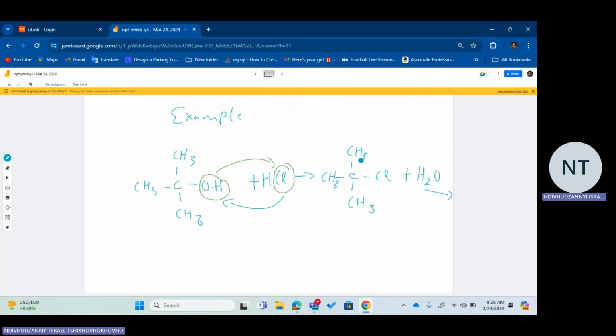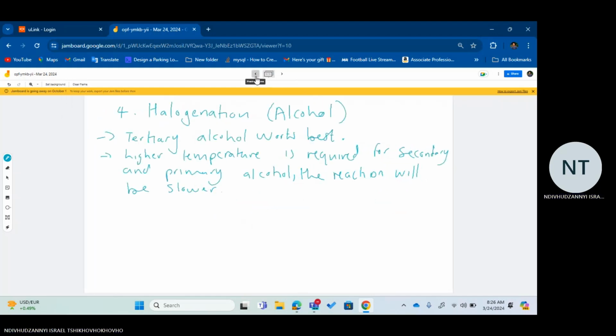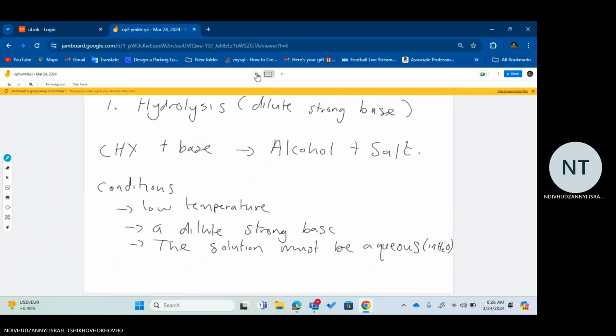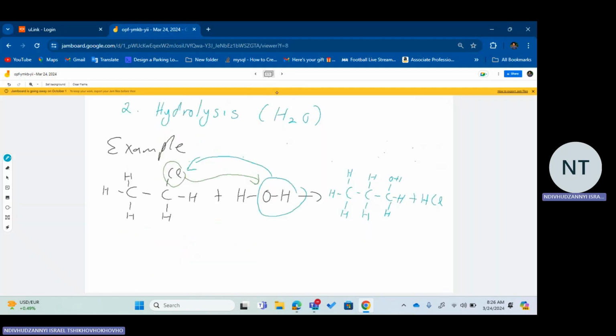So that's all under substitution. And let's do a recap. The first step that we did is hydrolysis of dilute strong base. We take a haloalkane, we add a dilute strong base to form alcohol and salt, and these are the conditions. And the second one is hydrolysis of water. They have the same conditions, but the difference is that we're not using a dilute strong base, but we're using water.